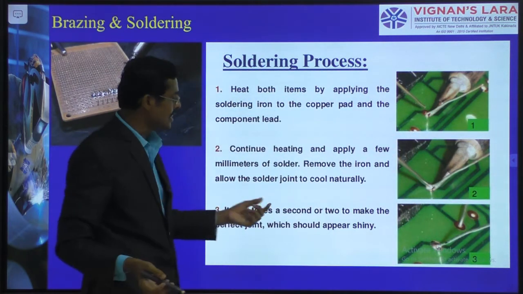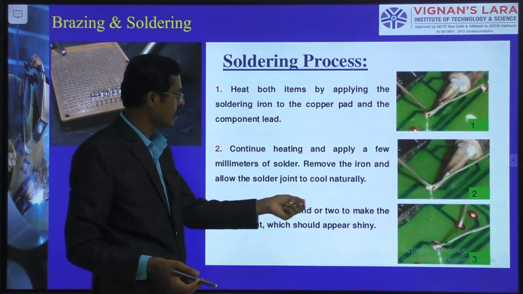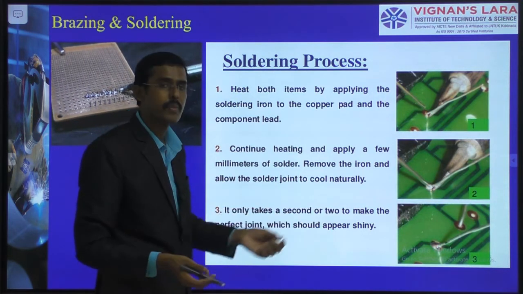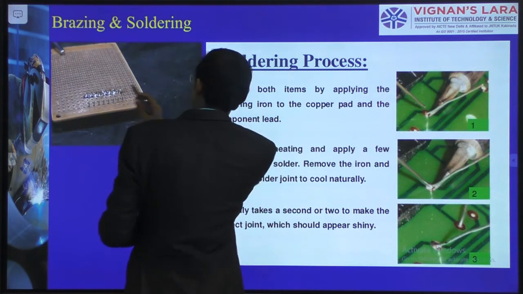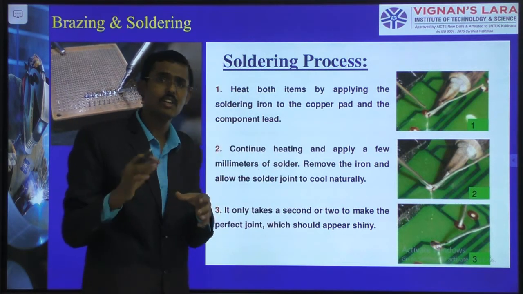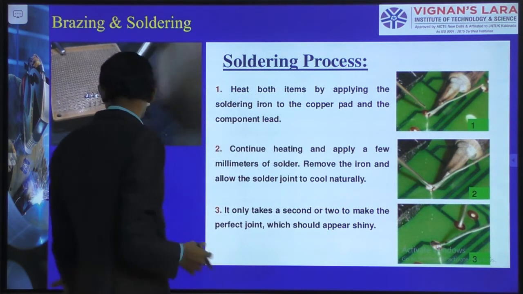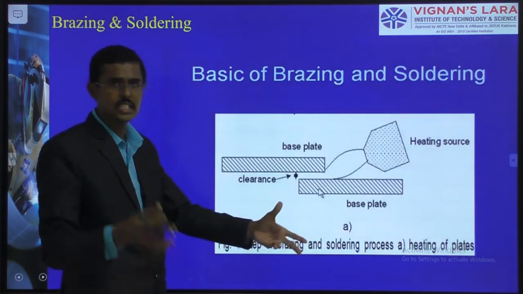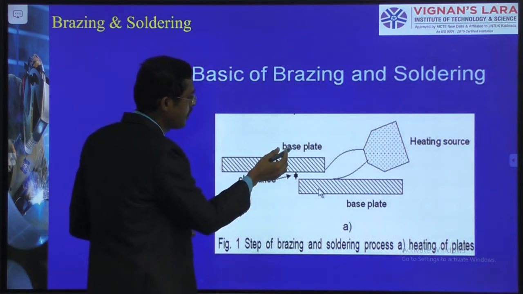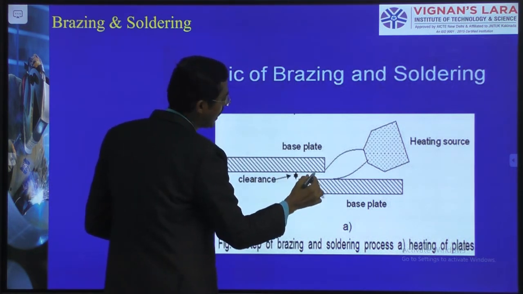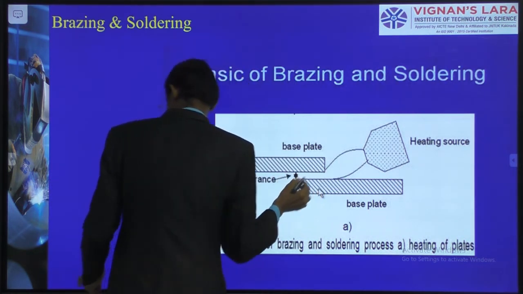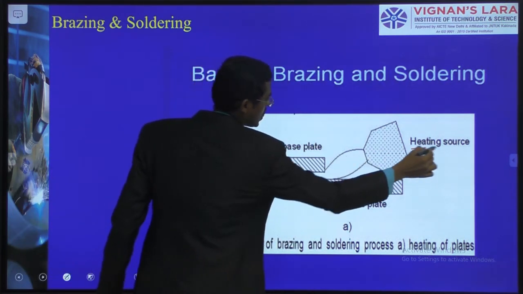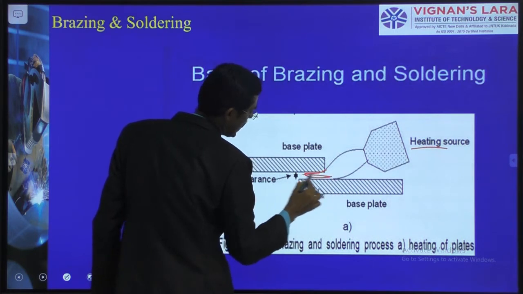It only takes a second or two to make a perfect joint, which should appear shiny. It will look like tin and lead, with copper and zinc also being used. For a sketch, I can tell you, see, we have taken two base plates, and this gap we are going to fill. This gap I am going to fill here with the heating source.